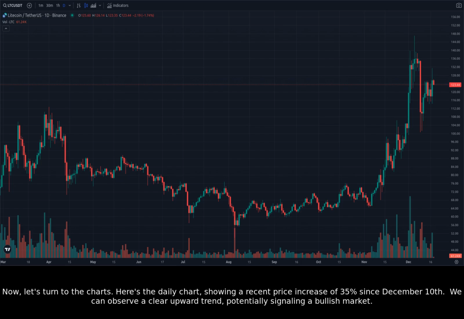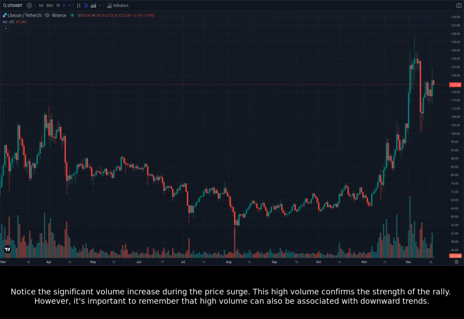Here's the daily chart, showing a recent price increase of 35% since December 10th. We can observe a clear upward trend, potentially signaling a bullish market. Notice the significant volume increase during the price surge. This high volume confirms the strength of the rally. However, it's important to remember that high volume can also be associated with downward trends.